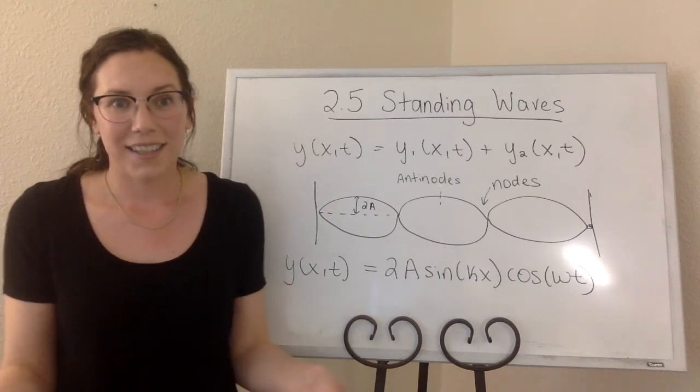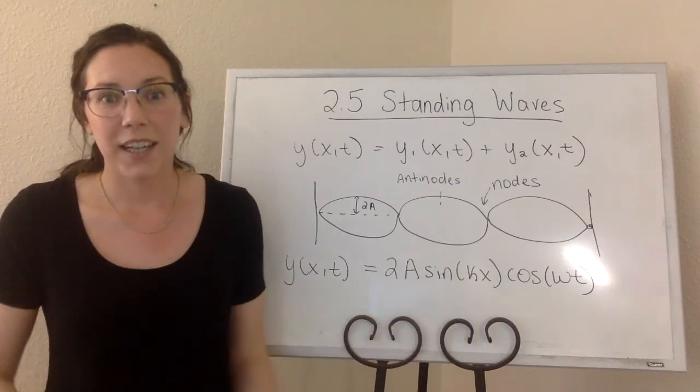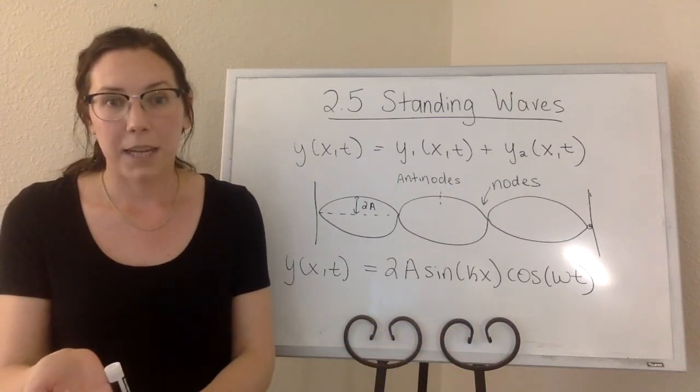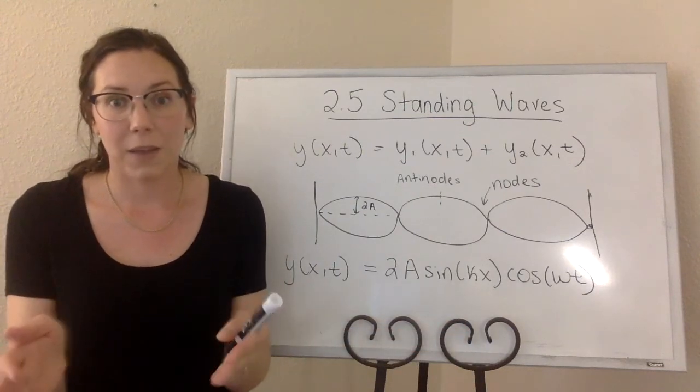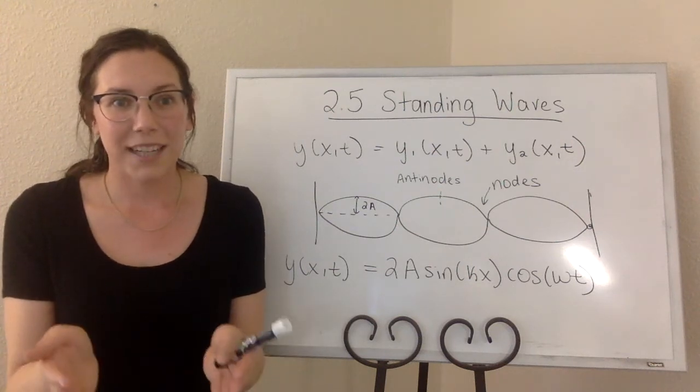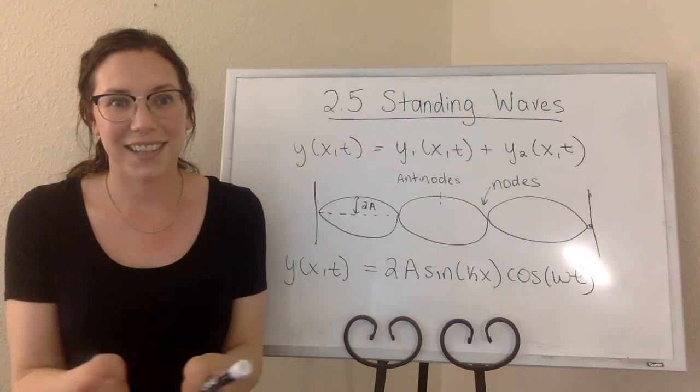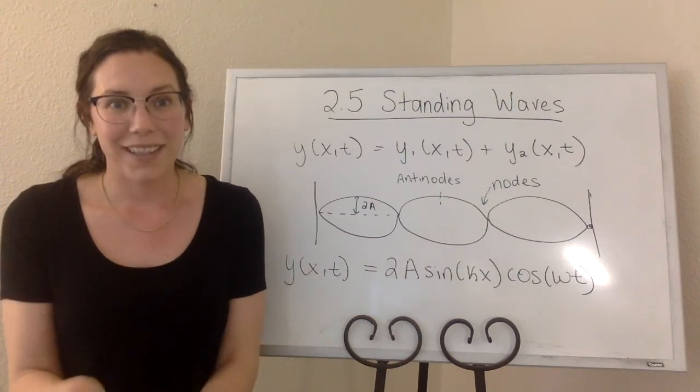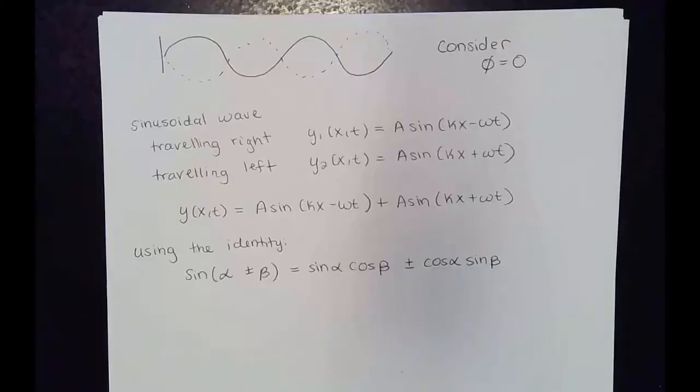So what does this look like? Essentially this figure would appear to be stationary, so that there's no apparent motion of this wave right or left, but each particle in the medium does oscillate up and down. And that's why this is called a standing wave.